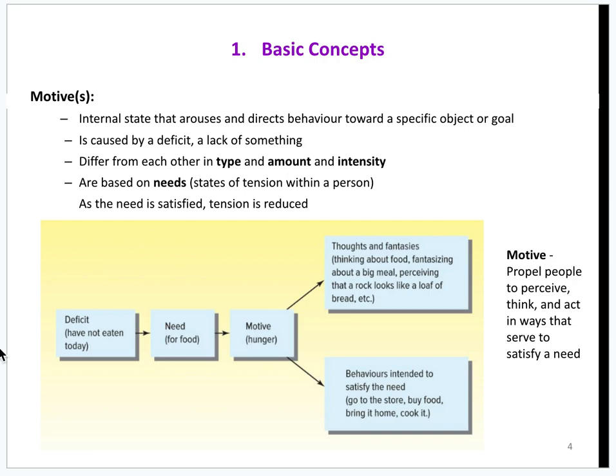So this is the example of the deficit of being hungry. You're hungry. The need is that you need food. The motive is hunger. Then you've got thoughts and fantasies about food, fantasizing about a big meal, perceiving a rock that looks like a loaf of bread. So it's influencing the way you think. You're thinking about food. And then behaviors. You're going to go to the store, you're going to go buy food, you're going to swing by a Subway, even though you don't have time before class, but you have to because you're hungry.